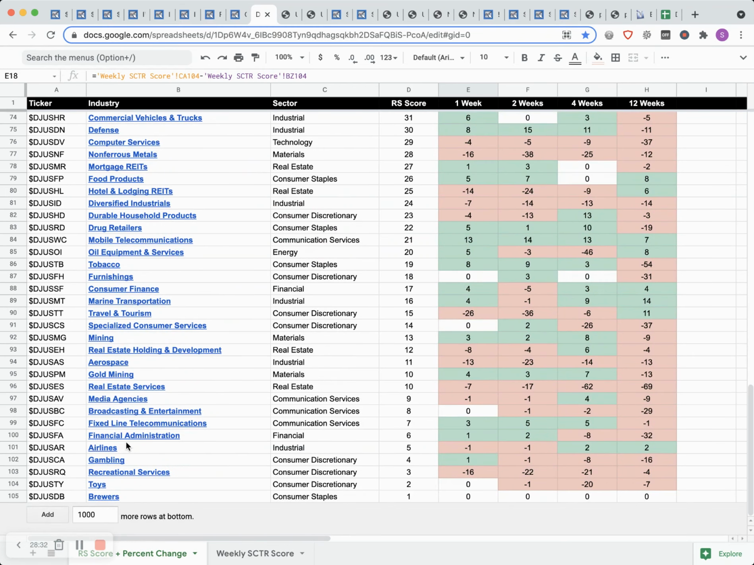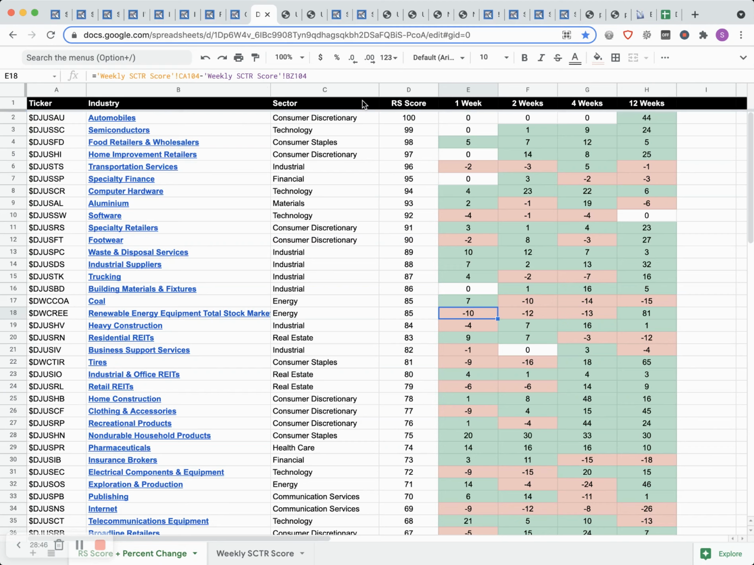So gold, another one that's been down in the bottom for the majority of the year. As is mining and various other ones in here, airlines and gambling, etc., which have all been particularly weak. So in terms of our strongest groups, we've got automobiles, semiconductors, food retailers, home improvement, transportation services, specialty finance. So you can see a lot of these top 10 names are not great areas that I like to look at at the moment. My focus tends to be automobiles, semiconductors, software, computer hardware, and renewables, and those kind of areas.